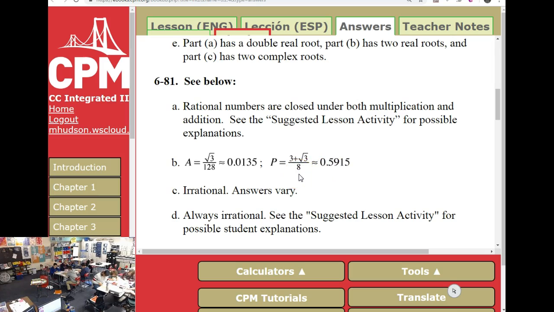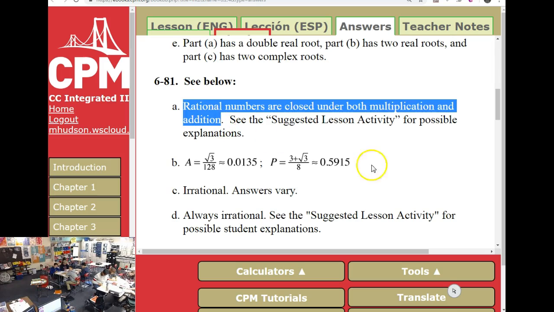Now for rational numbers, if we ignore the height of the triangle, rational numbers are closed under multiplication and addition. We could figure this out real quick. Fraction times a fraction, fraction plus a fraction. We're just going to get back out a fraction. But irrational values, do I always get an irrational if I multiply two irrationals? No. Like radical 3 times radical 3, right? I get 3.